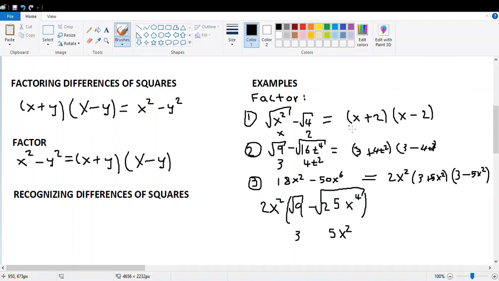Remember, guys, if you want to check your answers, solve the special product, do the multiplication, and the result must be the original polynomial.